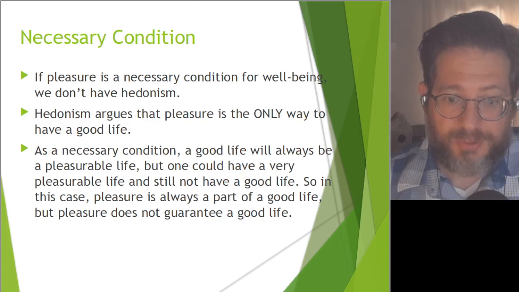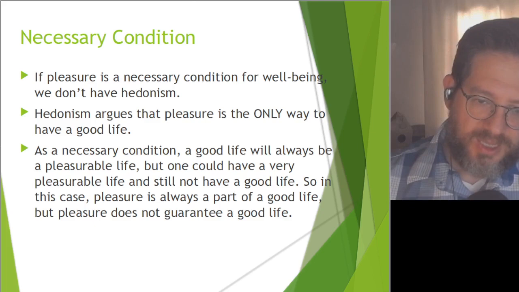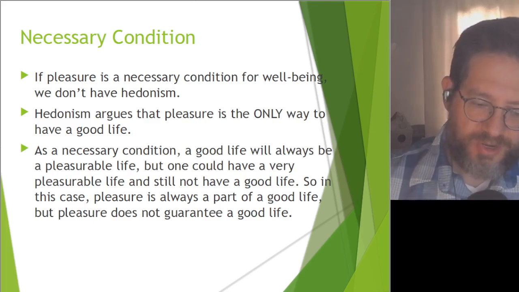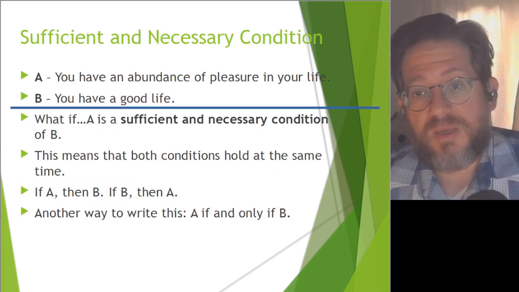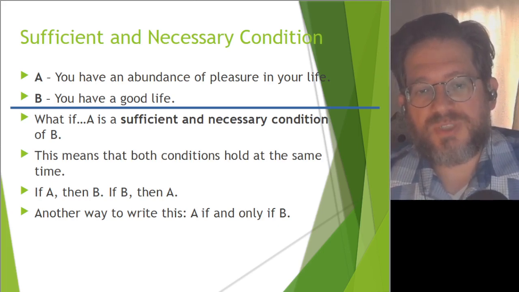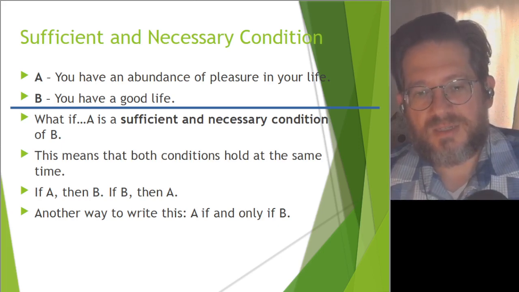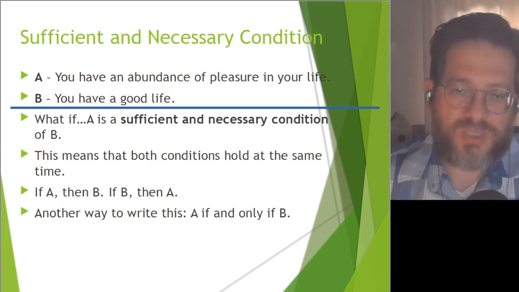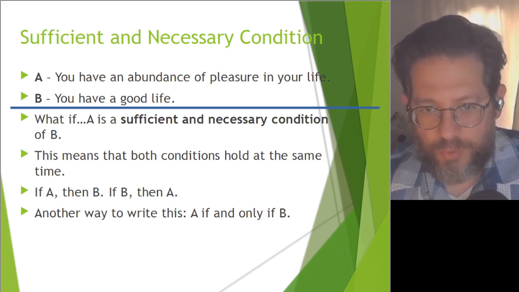Let's look at that third option, where the relationship between pleasure and positive well-being is that pleasure is both a sufficient and necessary condition for positive well-being. Okay, so in this case we're saying if A then B, and if B then A. That's kind of a lot. Another way to write this is A if and only if B. So when you see anything in that kind of form, it means it's a sufficient and necessary condition.